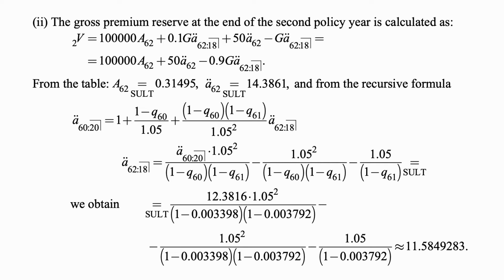A62 is in the table, A double dot 62 is in the table, but A double dot 62 colon angle 18 is not. But A double dot 60 colon angle 20 is, and we write it as 1 plus (1 minus Q60) over 1.05 plus (1 minus Q60) times (1 minus Q61), so 1 minus Q is probability of survival, divided by 1.05 squared times A double dot 62 colon angle 18. And all of the values that we need to find A double dot 62 colon angle 18 in this are in the table.